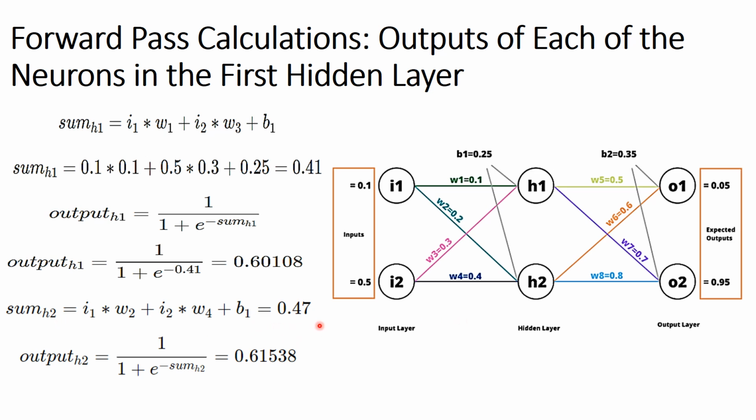هنعوض بالقيمة دي في الاكتيفيشن فانكشن الخاصة ب H2. الاكتيفيشن فانكشن الخاصة ب H2 هي السيجمويد. عشان نقدر نحسب الاوتبوت من H2 نقول 1 على 1 زائد E to the minus 0.47. هنا هنعوض ب 0.47 وهتجينا القيمة 0.61538. كده حسبنا الخرج من H1 ده هو الخارج من H1، وحسبنا الخارج من H2 ده هو الخارج من H2.